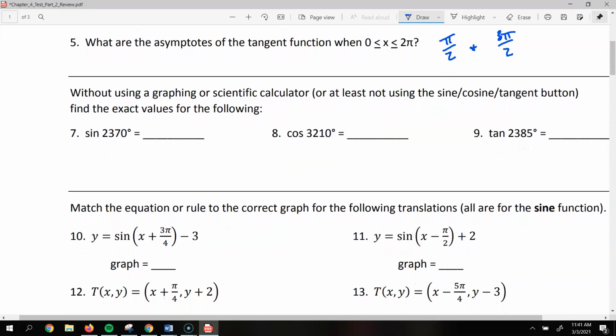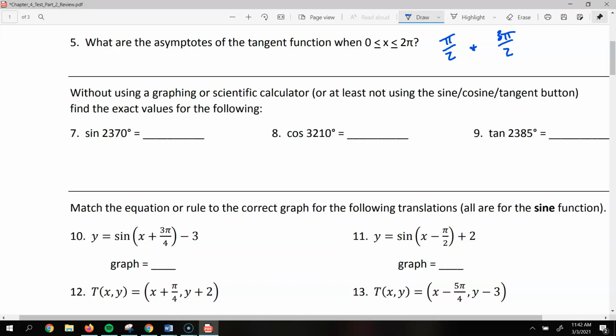All right, so here it says, without using a graphing or scientific calculator, find the exact values of the following. Now, on the test, I'm not going to be able to supervise you to make sure that you're not using a calculator. Remember, moving forward, you do want to make sure you know the unit circle, so you know what these values would be. But for the time being, I cannot assess you on that since you are taking this online.